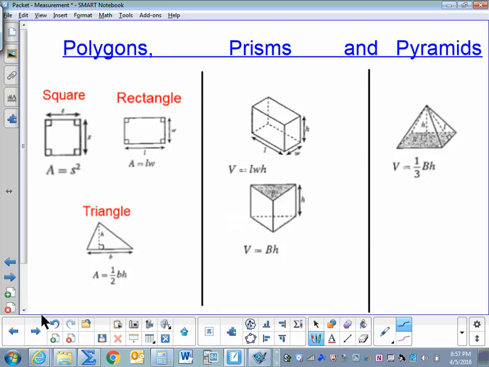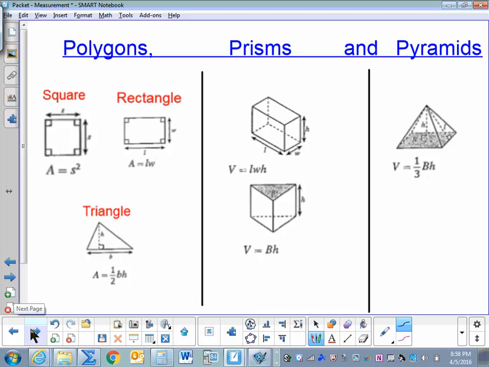All right, the next category we'll be looking at are polygons, prisms, and pyramids. The polygons we'll be using are square, rectangle, and triangle. These polygons will be the bases of the prisms and the pyramid. So we need to find the area of the rectangle, square, or triangle, whatever the base is, and then multiply it times the height. So the volume of the prisms, either one, is really the area of the base times the height. And the pyramid is 1/3 of that, because the pyramid is 1/3 of a prism.